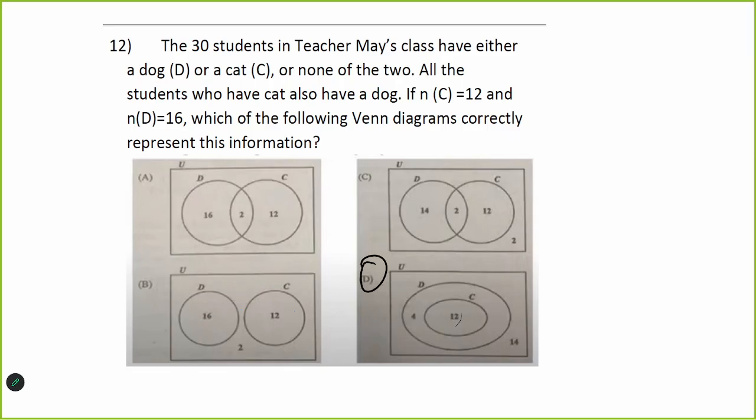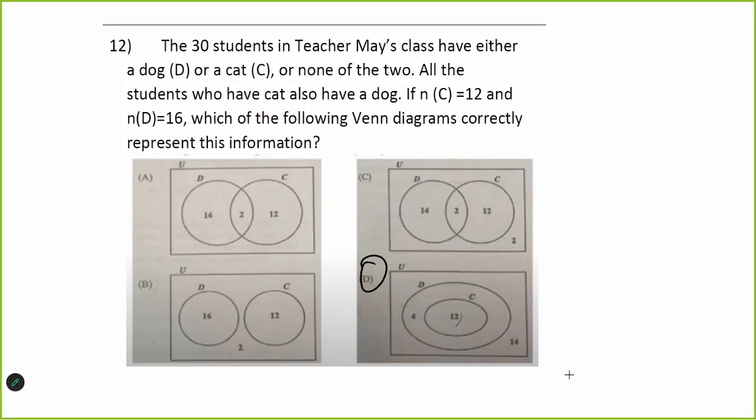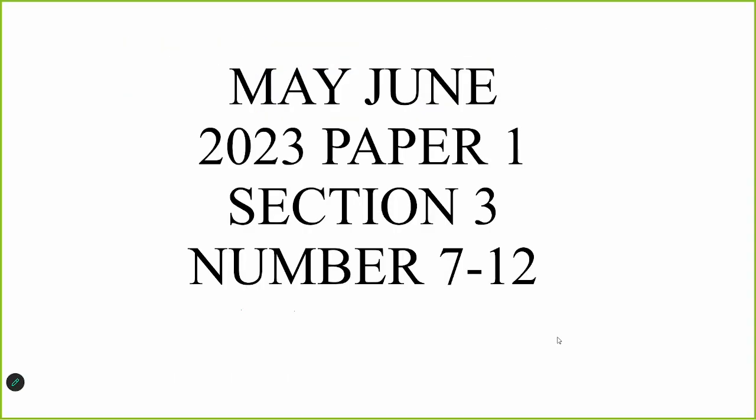This one is a little bit tricky. Why am I saying the answer is D? Because of the statement, all the students who have cats also have a dog. Right, everyone understands? And that is the end of January 2024.